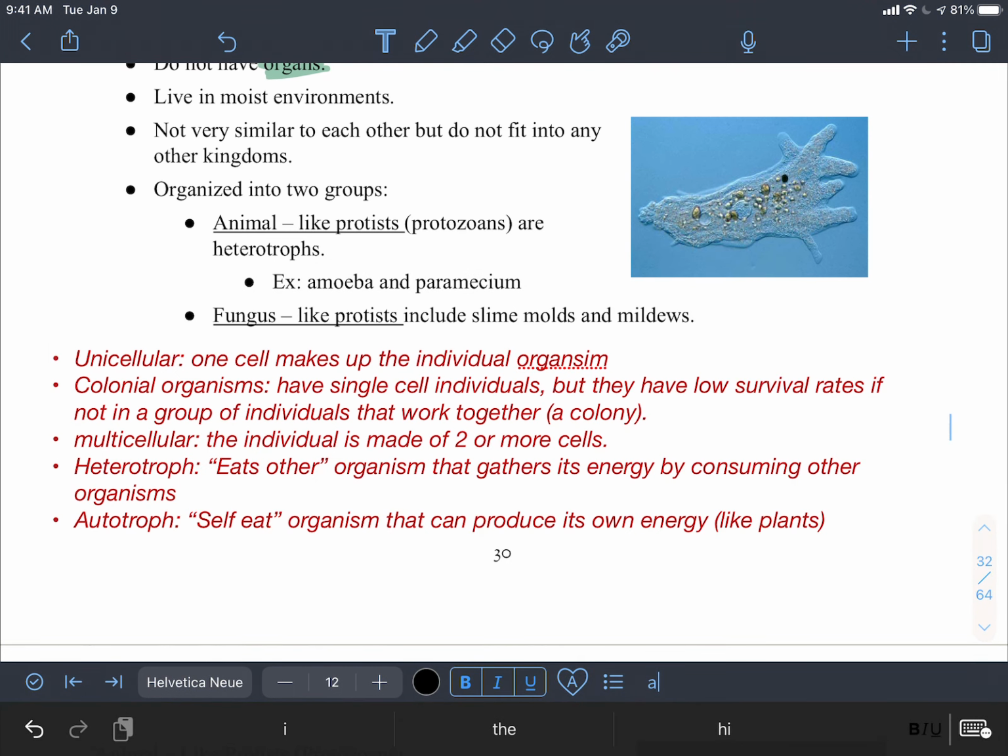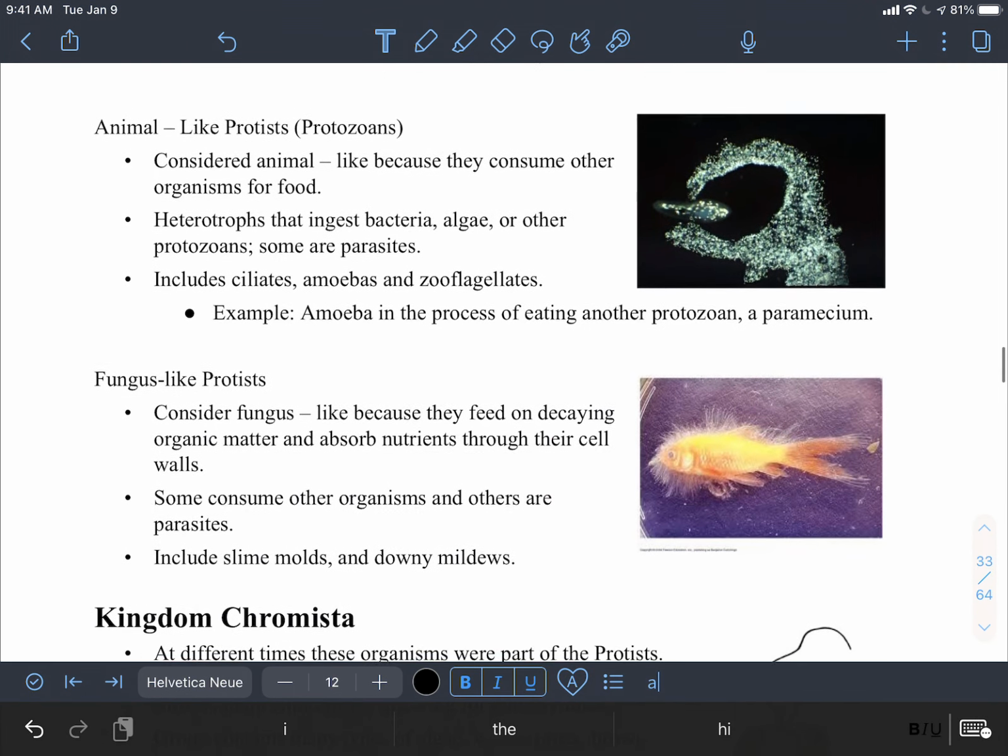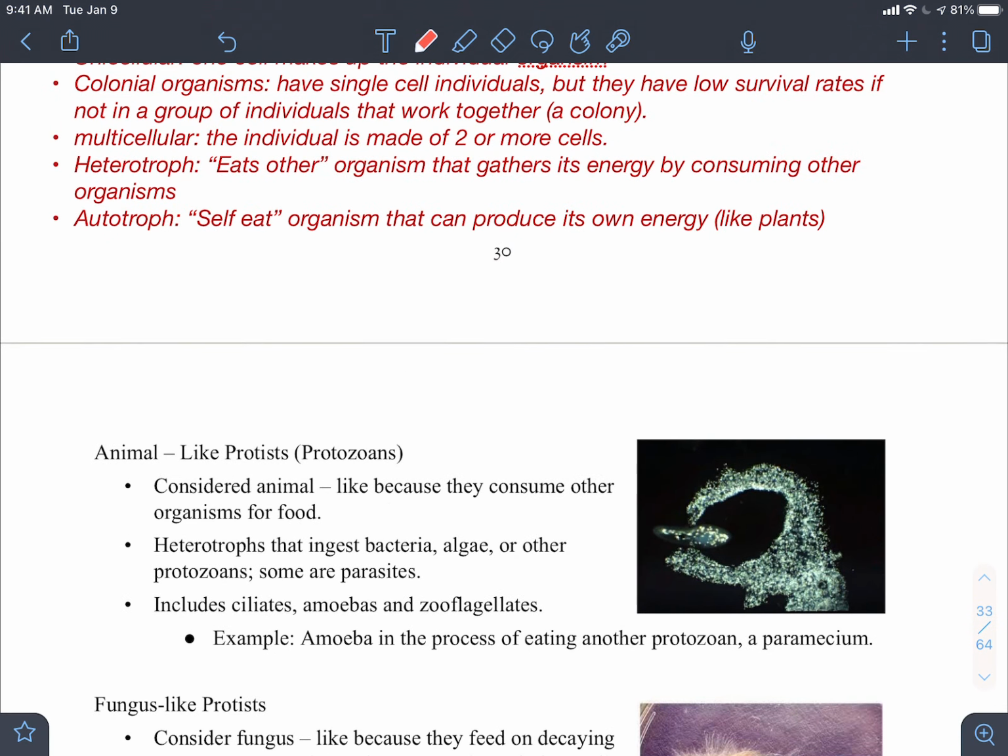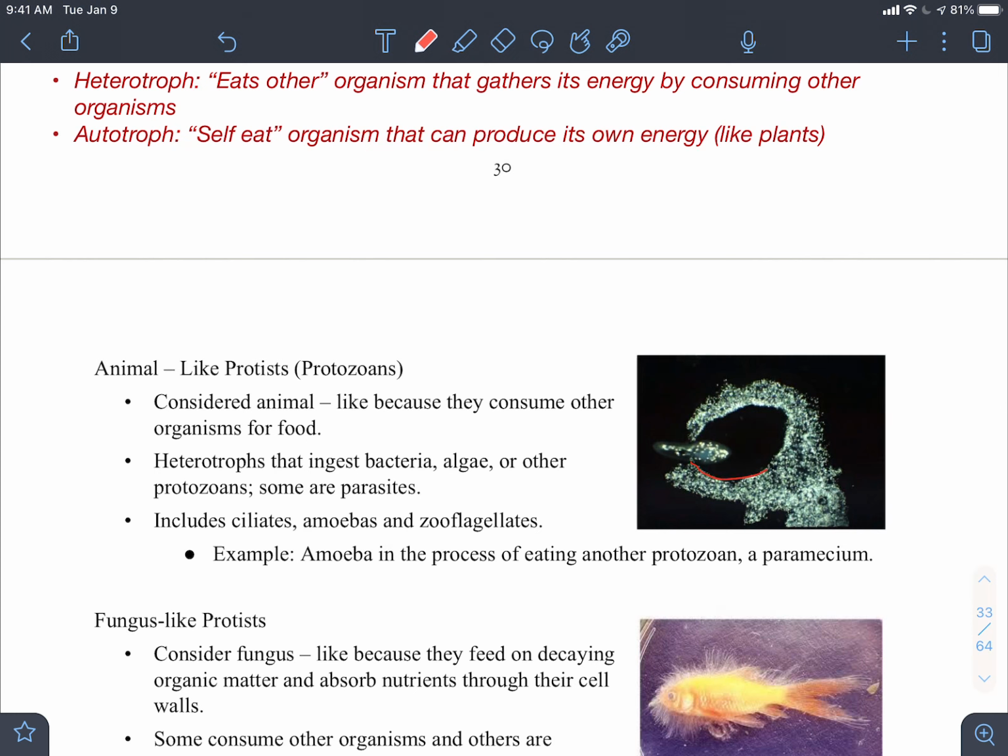All right, great. So then we have the animal-like protists. Here are some examples. They are sort of animal-like because they consume others for food. They're heterotrophs that ingest other bacteria and algae. Right here we actually have a picture of an amoeba. This is an amoeba, circled in red here, and it's consuming a paramecium. Let me put the paramecium in green. It's consuming the paramecium.